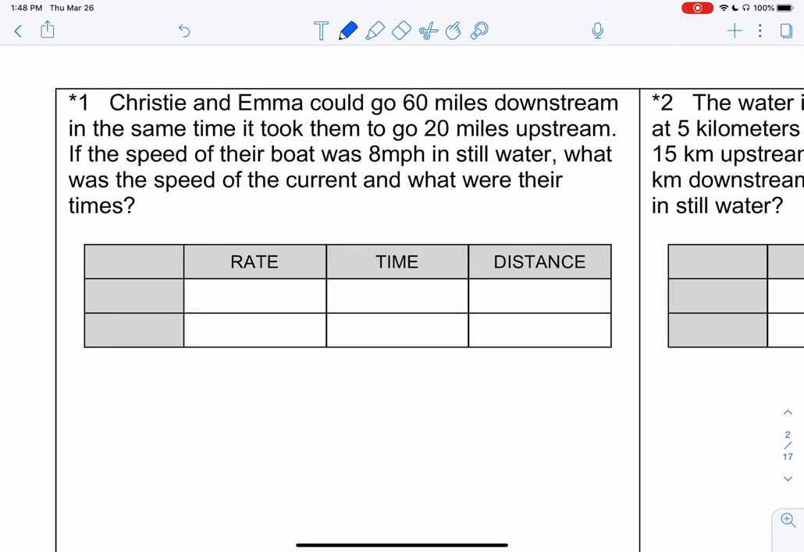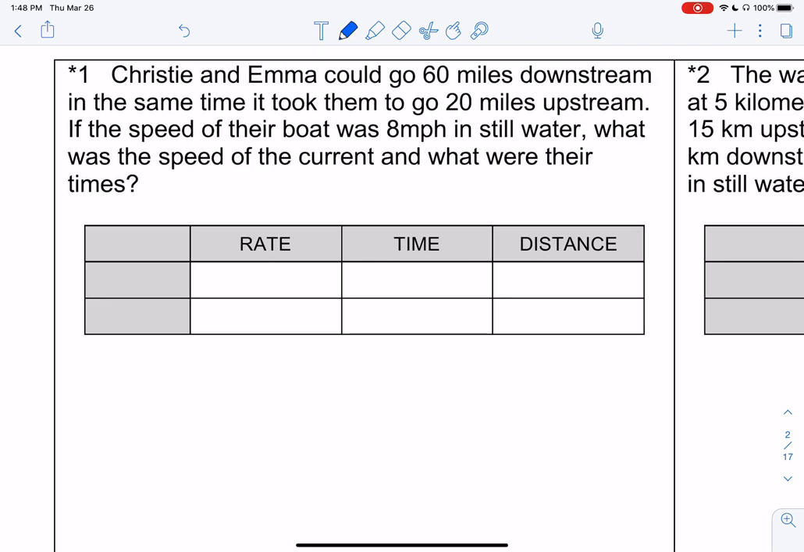Christy and Emma could go 60 miles downstream in the same time it took them to go 20 miles upstream. If the speed of their boat was 8 miles per hour in still water, what was the speed of the current and what were their times? Okay, so the first thing we need to do is kind of figure out what our chart is going to be labeled with. So we're going to get in the habit of making this first little tab over here downstream, and the one at the bottom is going to be called upstream.